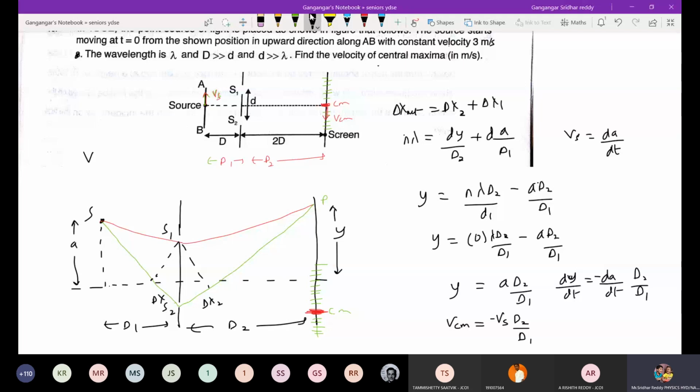What do you mean by the negative sign? The central maxima will be moving vertically down. Its velocity will be directed vertically down. Okay, that should be our answer.